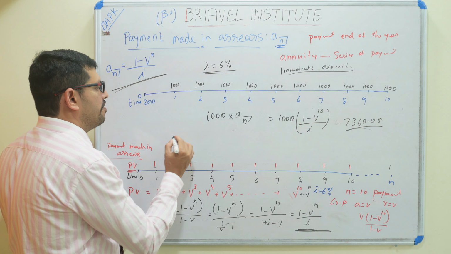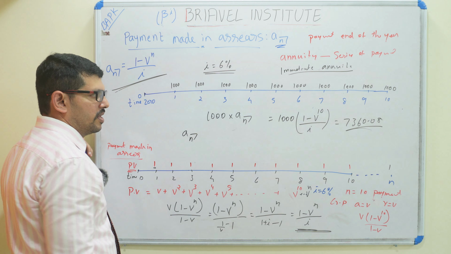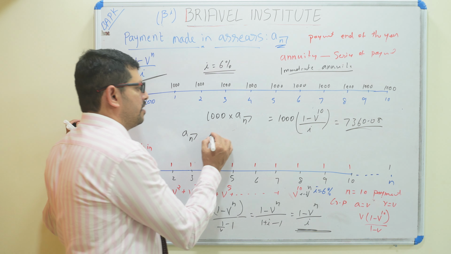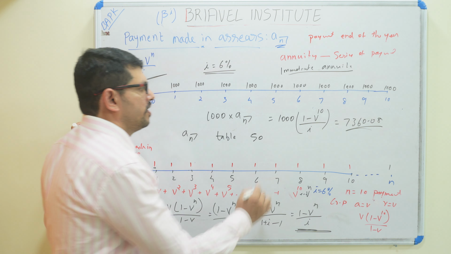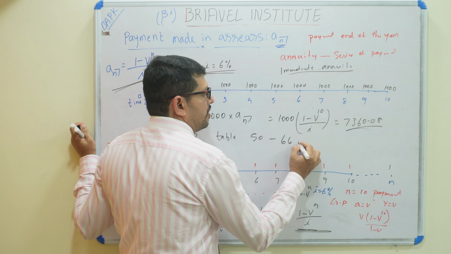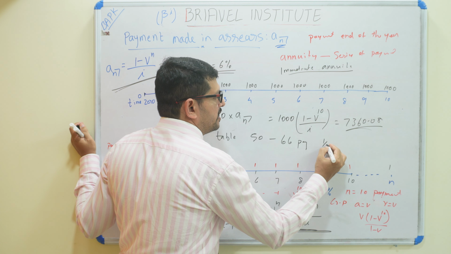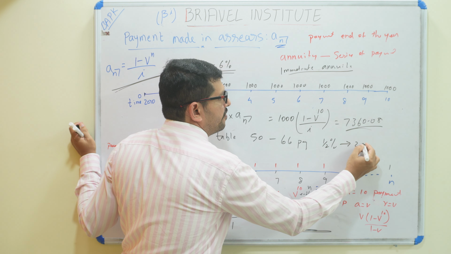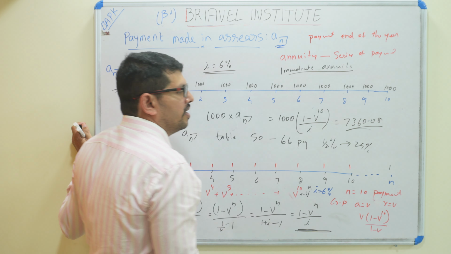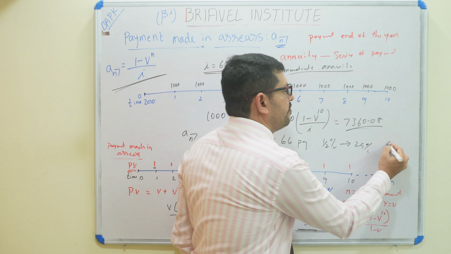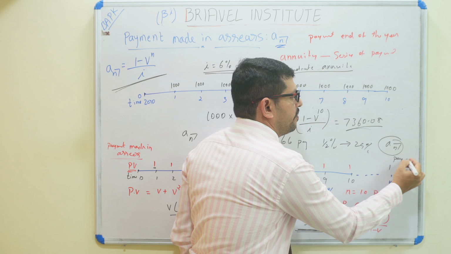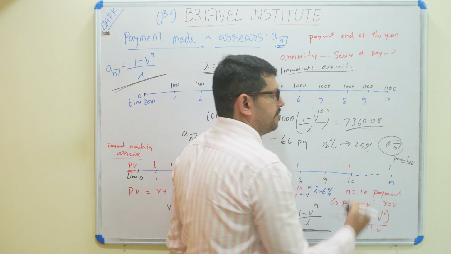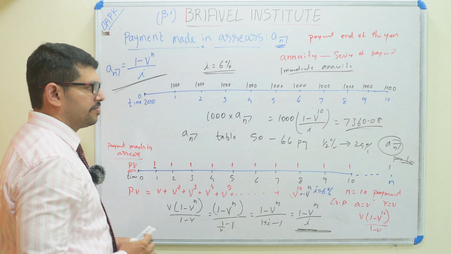This AN is given in our table. No need to calculate it. In the table from page number 52 up to 66, from half percent of interest up to 25% of interest, the value of AN is calculated. What is the value of AN? This AN is calculated with the payment of 1 unit. It's calculated, AN is available.